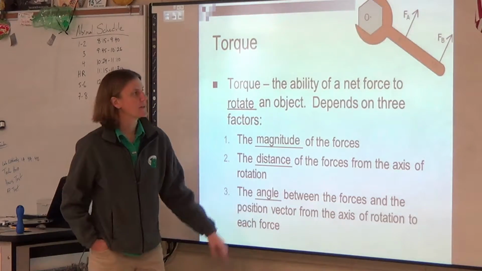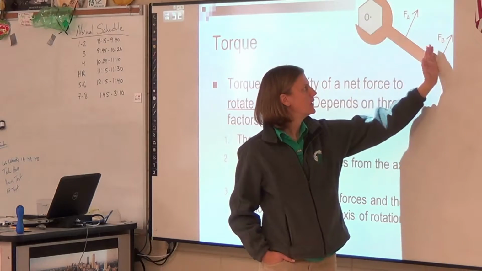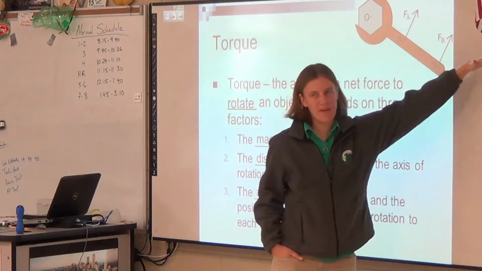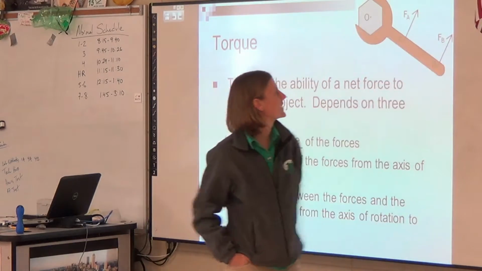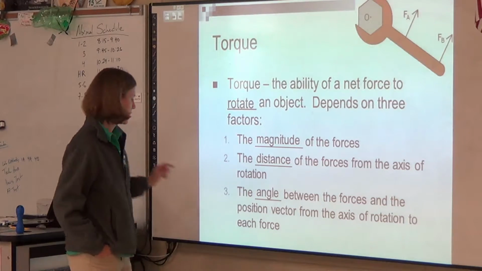And the angle between them. So obviously, this is going to be perpendicular. It would not make sense, if you're trying to twist this wrench, to jerk it off that way or towards the wrench. You'd want to push perpendicular to the rotation axis there.